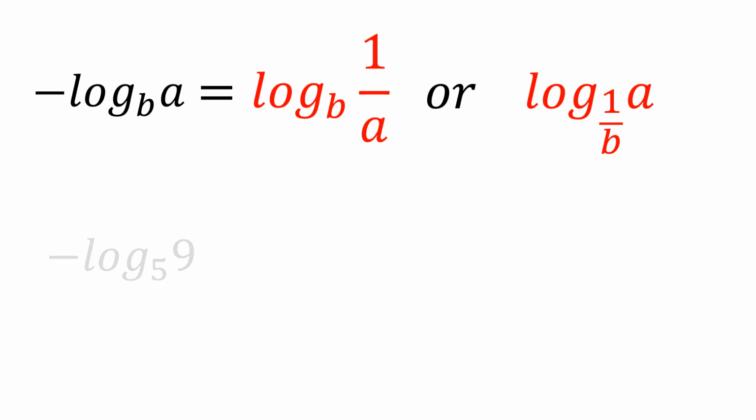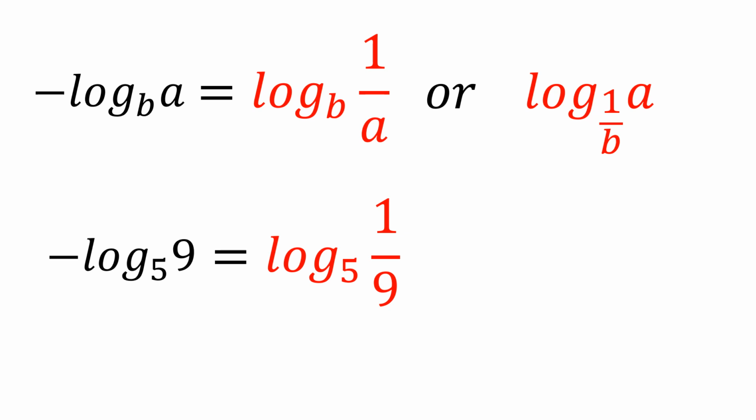Now let's use some specific numbers. Let's say negative log of 9 to the base 5. You can write it as log of 1/9 to the base 5, or you can choose the base to take its reciprocal. So log of 9 to the base of 1/5.